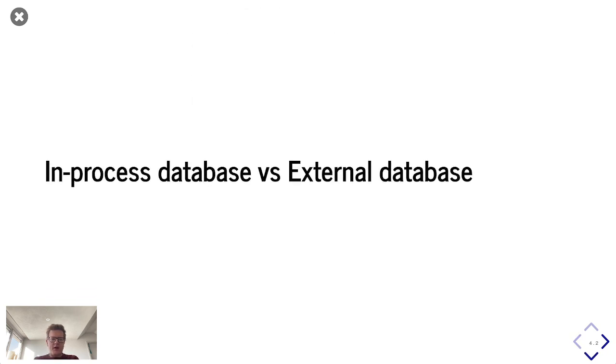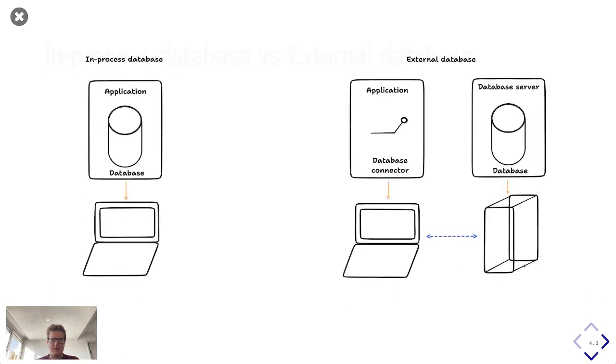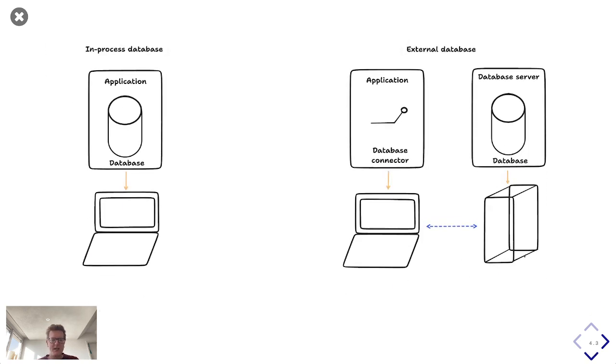But then let's have a look at the in-process database versus external database. For this presentation, that's pretty important. And what's the difference? So let's have a look. The in-process database means that you have your application, and part of your application is the database engine itself. And that's the entire application together with your database engine will run, for example, on your laptop.